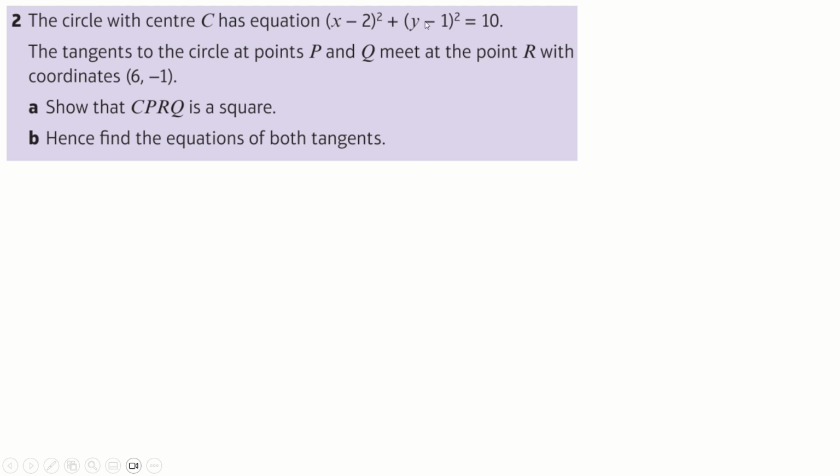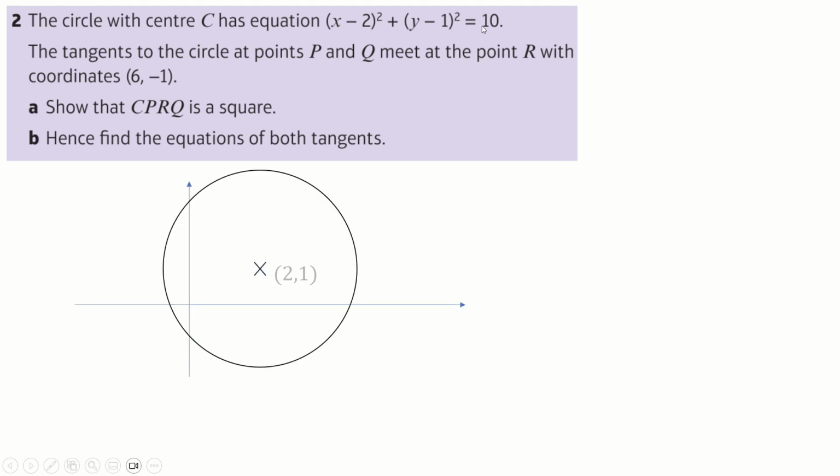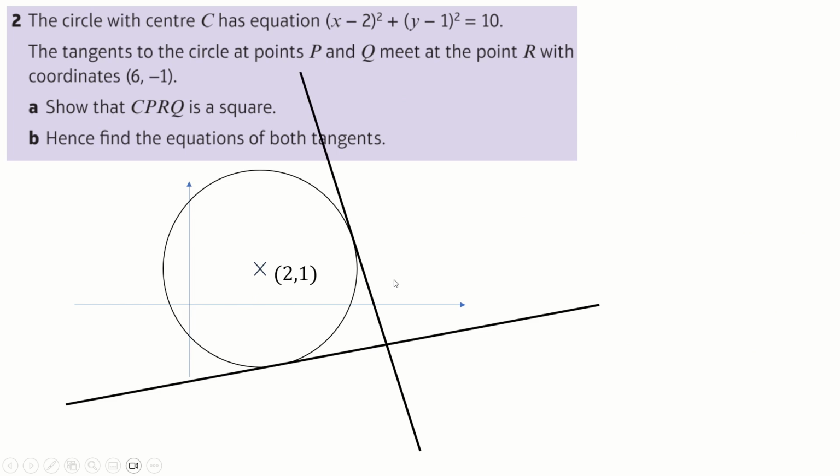We have a center like this. So I just decided to draw this to get a feel for it. Radius root 10 is bigger than 3, so it must go below here and past here, just out of interest. We have two tangents that meet at the point 6, minus 1, which must be down here. This circle reaches down lower than minus 1, as I said, because of the radius being a bit bigger than 3, so it looks a bit like this. And apparently this is a square, and I'm supposed to show that.